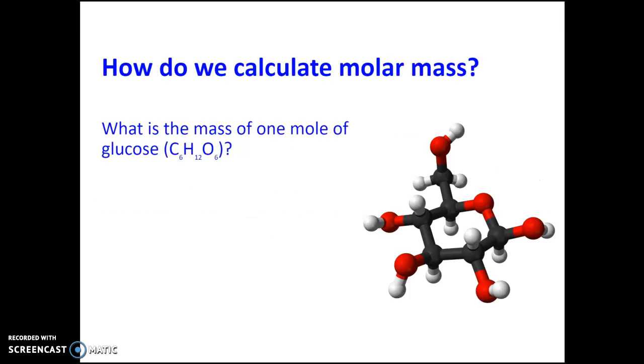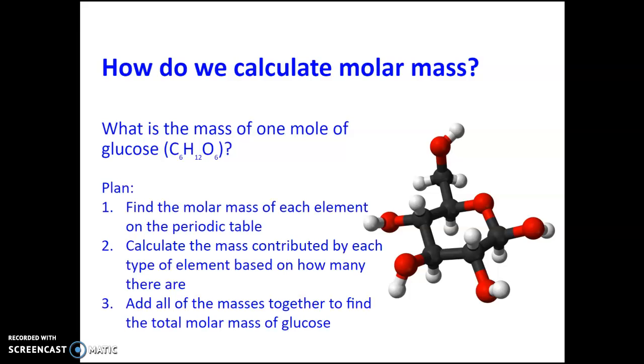So now we want to talk about using molar mass. How do we calculate molar mass? The best way to go about this, in my opinion, is to just work through an example. In this example, we want to know the mass of 1 mole, so that's the molar mass, of the molecule glucose, which is C6H12O6. You can see the structure on the right hand of the screen. It's not super important, it's just interesting.